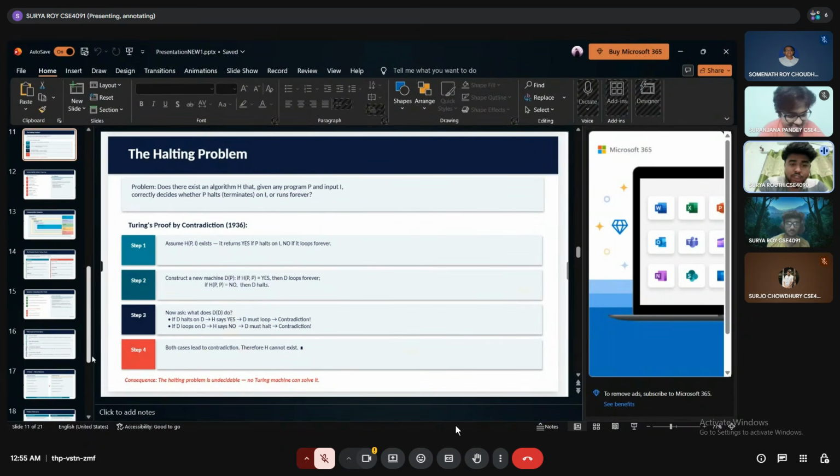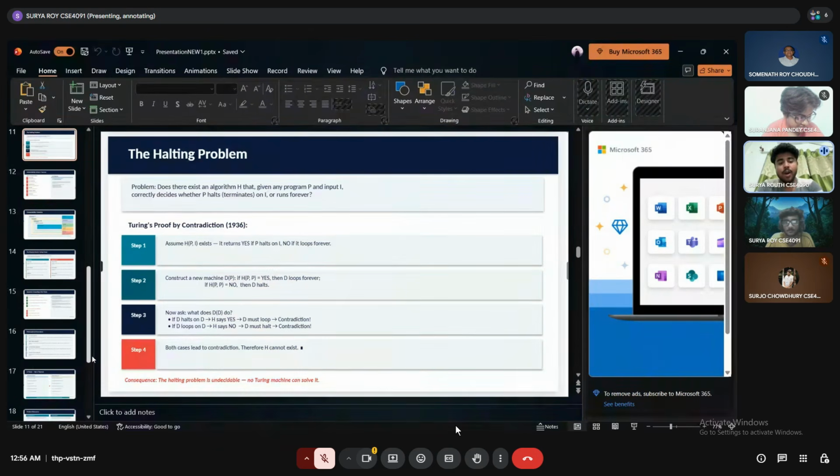Step 1. Assume H(P, I), meaning program P and input I, exists. If P halts on I, then H returns yes. If P loops forever, then H returns no. Construct a new machine D(P). If H returns yes, then D loops forever. If H returns no, then D halts.